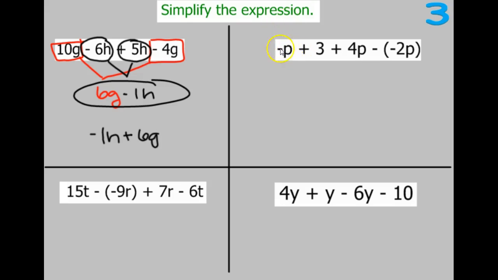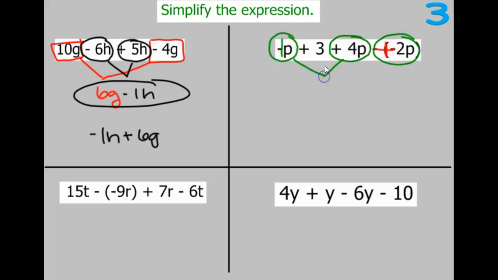Alright, here we're looking at P's. Again, if there's not a number there, it's always a 1. That's really a negative 1P. No P's there. Plus 4P. And then over here, the opposite of a negative, 2 negatives there make a positive. So there's a positive 2P as well.